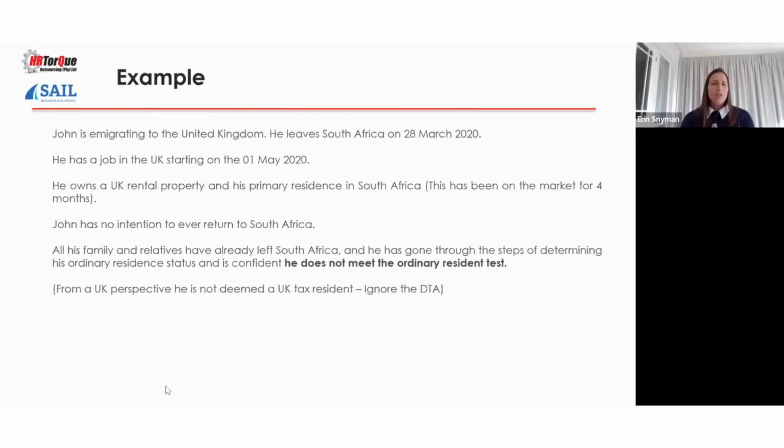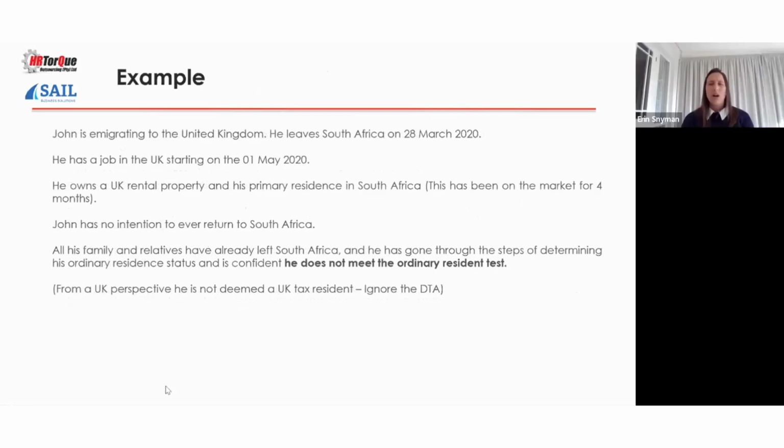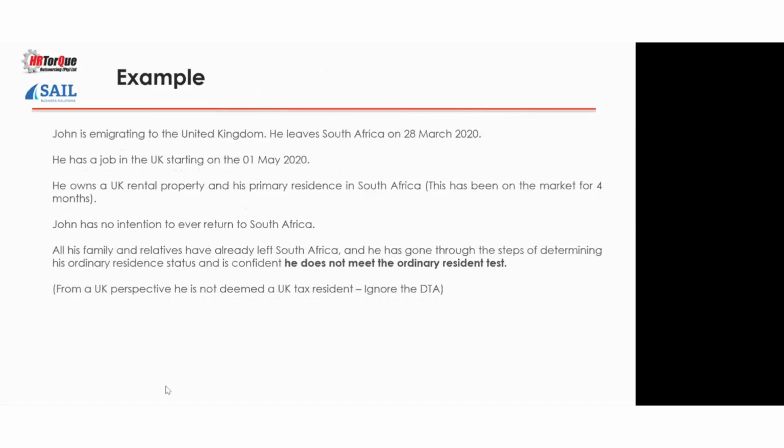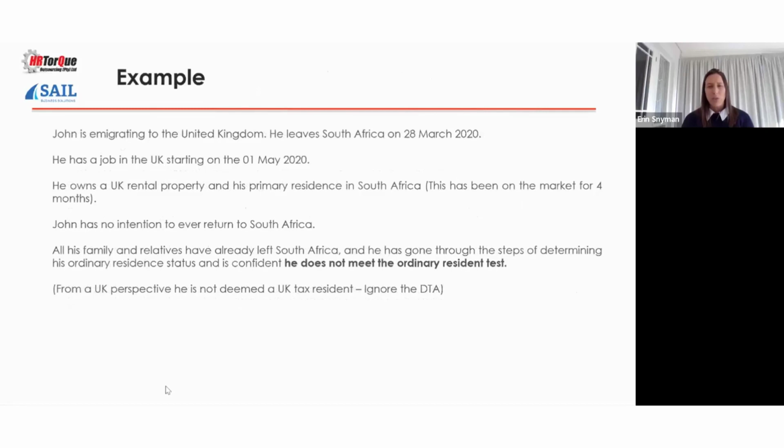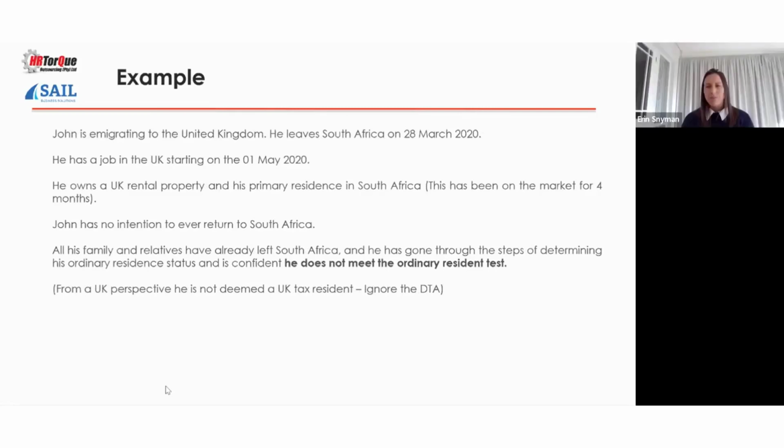So if we look at this example, John is immigrating to the UK. He leaves South Africa on the 28th of March 2020, and he has a job starting in the United Kingdom on the 1st of May 2020. Now, he owns a UK rental property, and he's also got a primary residence in South Africa, which has been on the market for 4 months. He has no intention to ever return to South Africa. He has gone through the steps to determine his ordinarily resident status, and he's very confident he doesn't meet the ordinarily resident test. From a UK perspective, we're just going to ignore the double taxation agreement in this example, and work through it from a South African perspective.